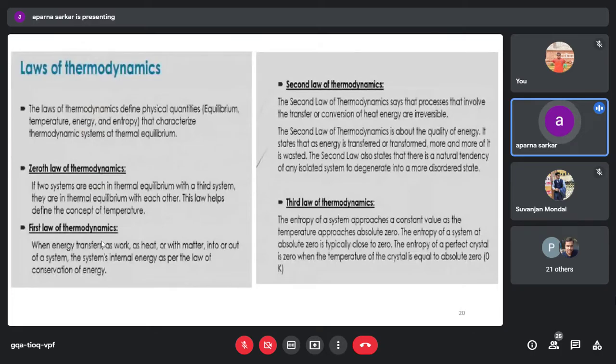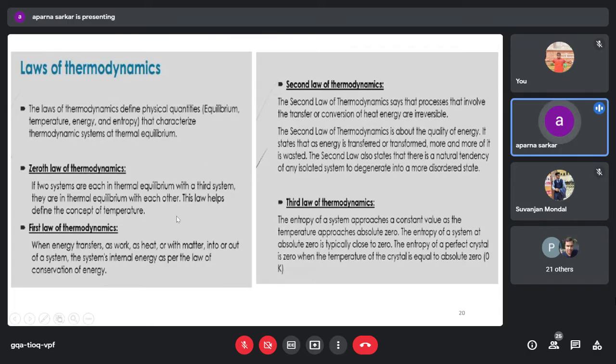Now we have some thermodynamic laws, because in energy balance we require them. First, the laws of thermodynamics define physical quantities like equilibrium, temperature, energy, entropy. And what is the zeroth law of thermodynamics? That if two systems are each in thermal equilibrium with a third system, they are in thermal equilibrium with each other. This law helps define the concept of temperature.